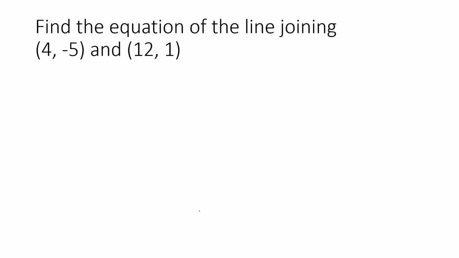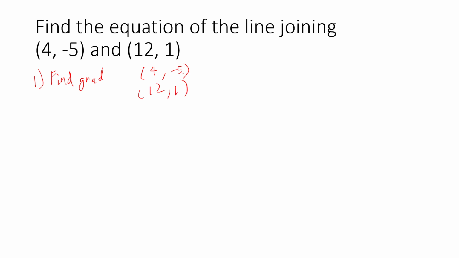So, moving on, let's try a question whereby they did not give us the gradient from the start. Find the equation of the line joining these 2 points. So like I said, the first thing for us to do is find the gradient. So how do we find the gradient? In the previous video, I have told all of you that I like to write like this. 1 coordinate on top, 1 coordinate below.